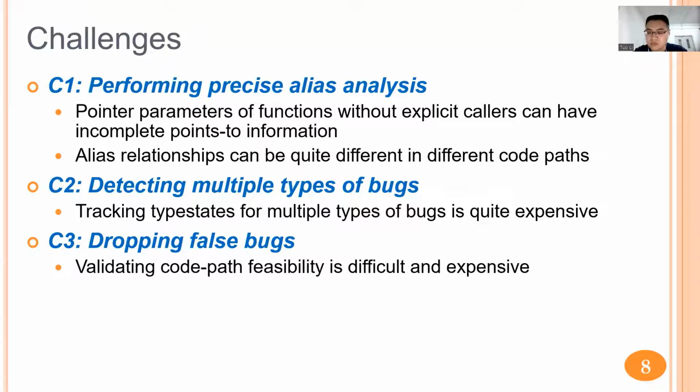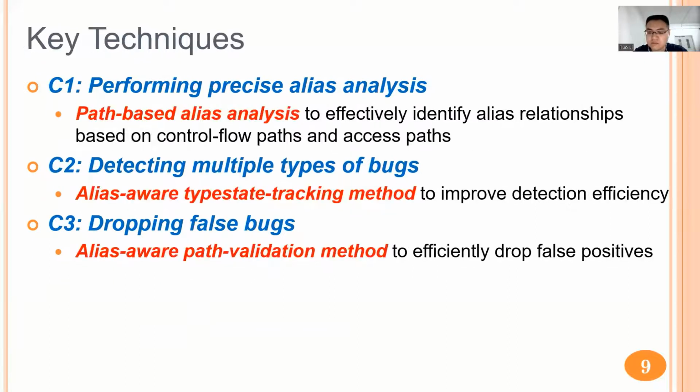Second, type-state analysis is effective to detect multiple types of bugs in software, but OS has a large code base with substantial variables, and thus tracking type state of each variable is quite expensive. Third, there are lots of code paths in operating systems, and validating all possible code paths can be very costly.